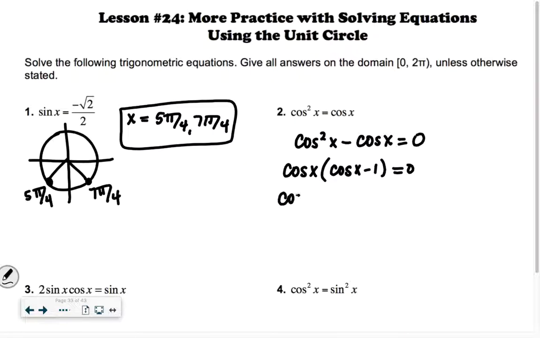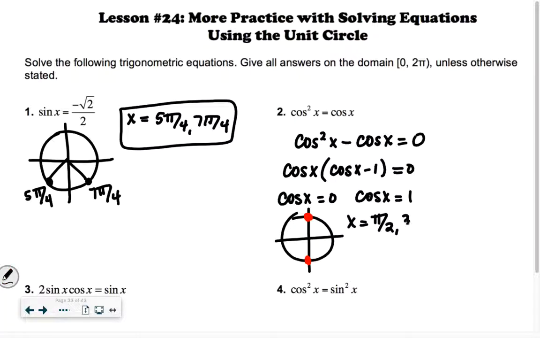Okay, so anyway, we have cosine of x equals 0, and I have cosine of x equals 1. So on my unit circle, I want to know where my cosine of x equals 0. Well, cosine is equal to 0 in two locations, here and here. Right, the x value on the unit circle is 0. So those are x equals pi over 2 and 3 pi over 2. And then cosine is equal to 1 in one location, right? So our x value is 1 on the far right side of the circle. So that's going to be at 0.